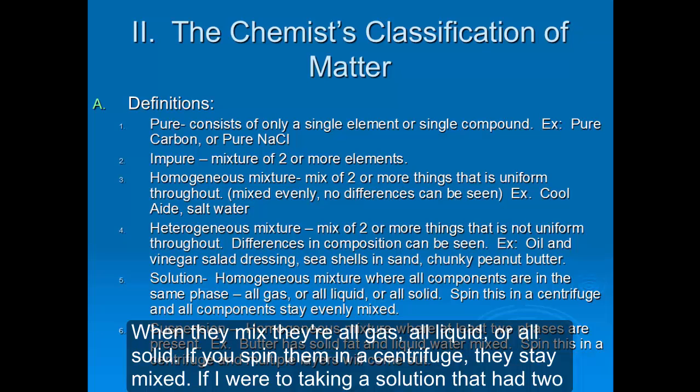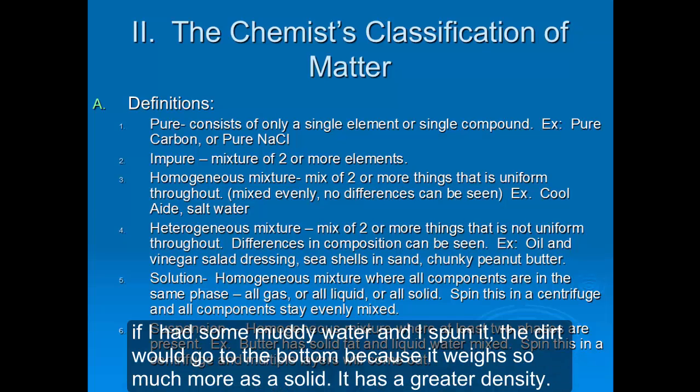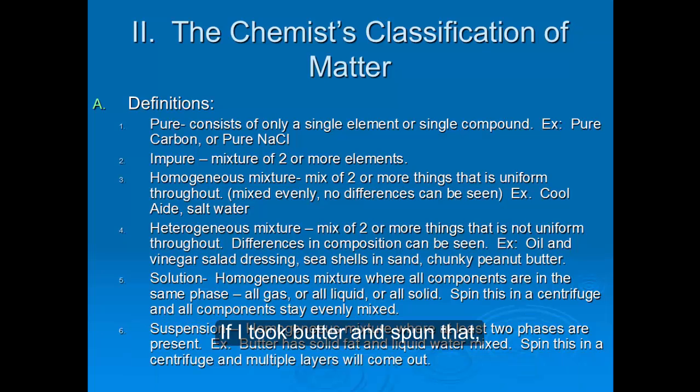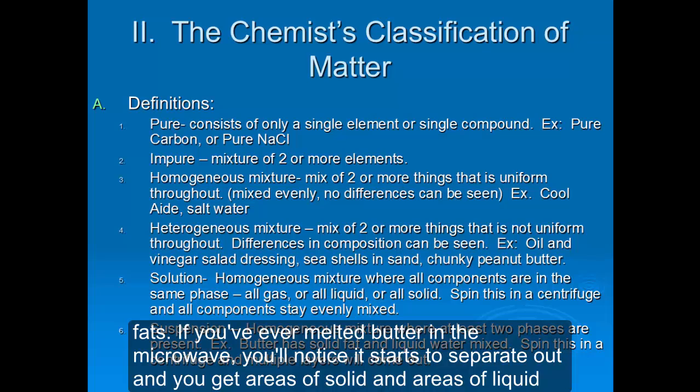But if I were to take a mixture that had two phases present and spin it in a centrifuge, it would separate out. So for example, if I had some muddy water and I spun it, the dirt would go to the bottom because it weighs so much more as a solid, has a greater density. If I took butter and spun that, it would separate out because butter has a liquid component and a solid component. The liquid is water and the solid is proteins and fats. And if you've ever melted butter in the microwave, you'll notice it starts to separate out and you get areas of solid and areas of liquid going on.